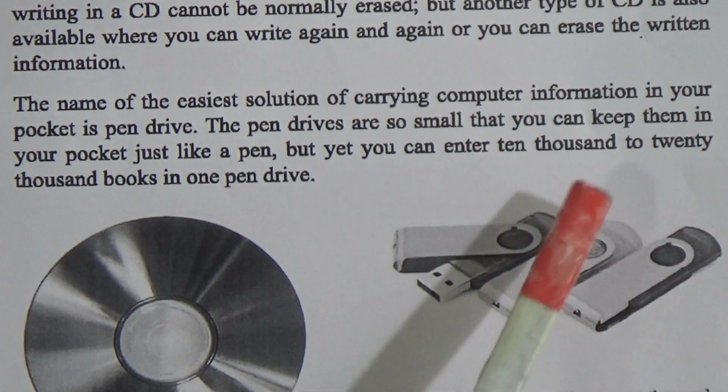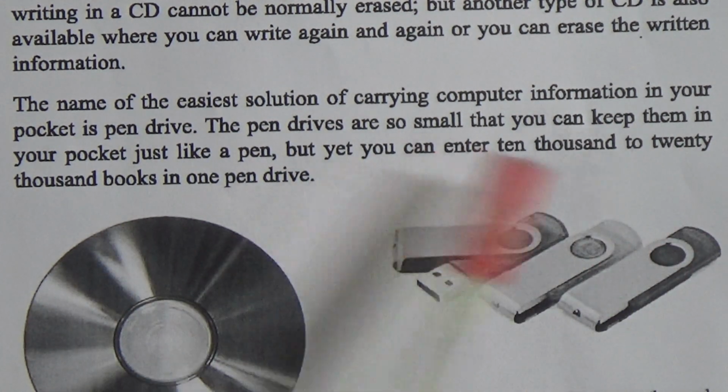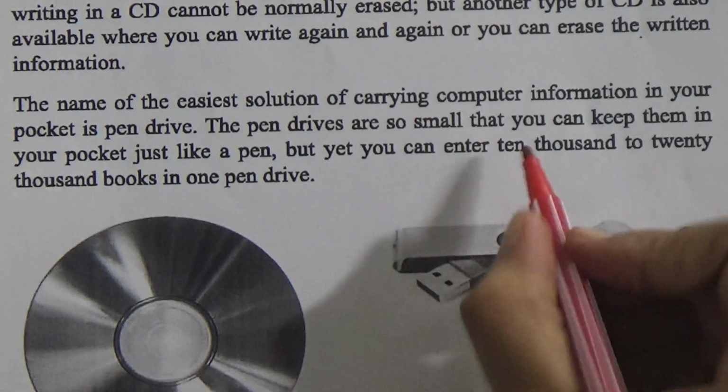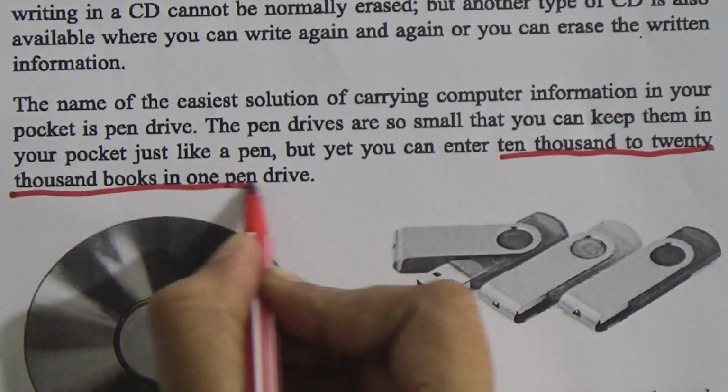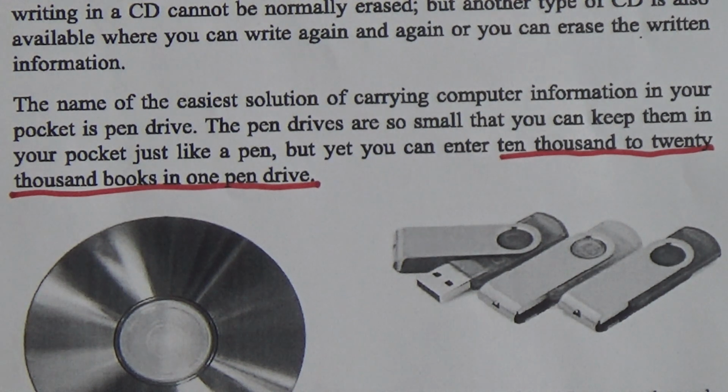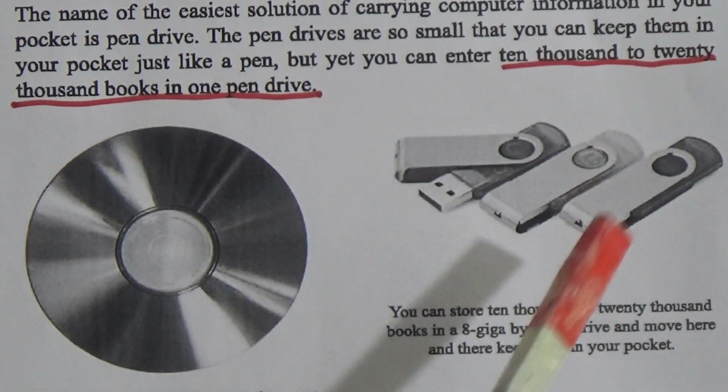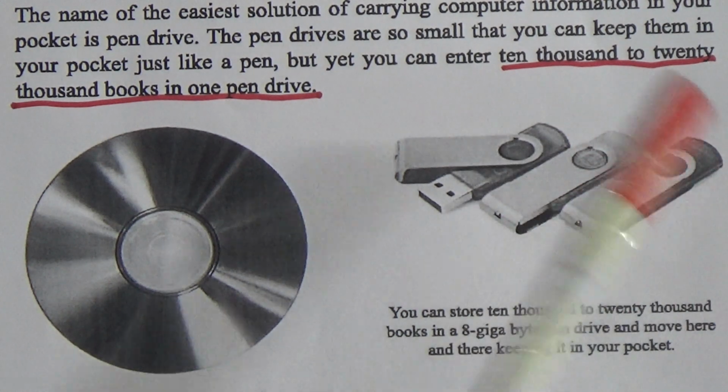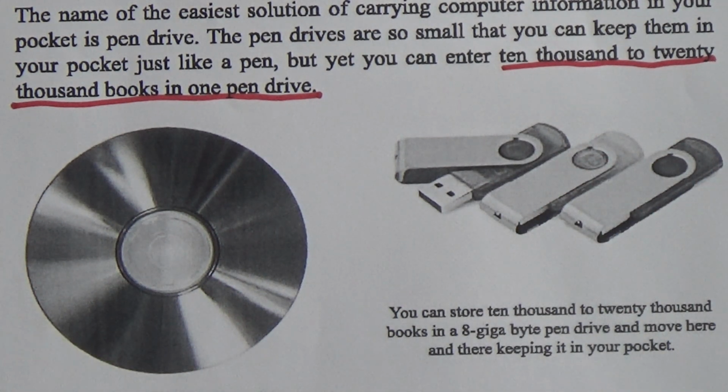Student, how many books can be stored in a pen drive? 10,000 to 20,000 books in one pen drive. So you can store 10,000 to 20,000 books in an 8 gigabyte pen drive and move here and there, keeping it in your pocket. You can easily keep it in your pocket and easily store information and data. And today, not only the information of computer but also songs and movies can be stored in a CD. Computer collects information from CD by the help of light signal. Which signal? By the help of light signal.